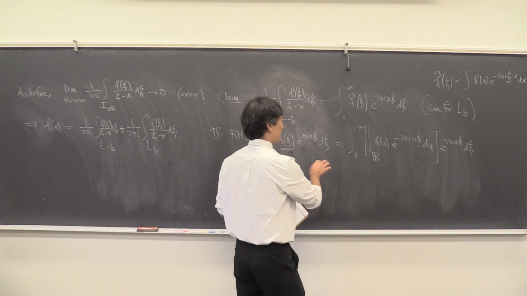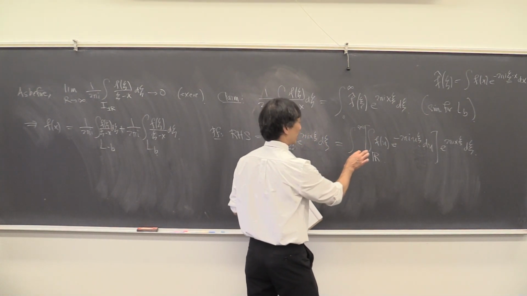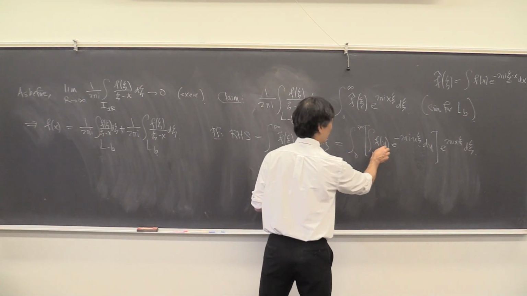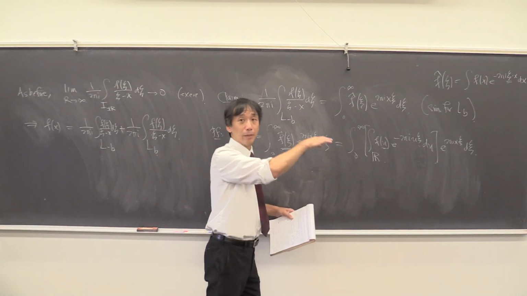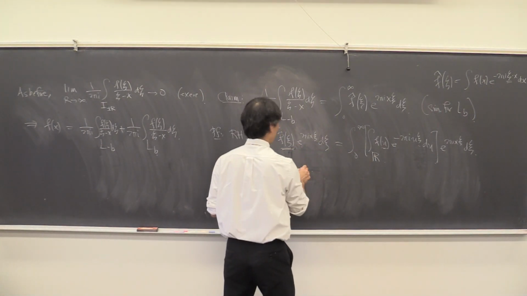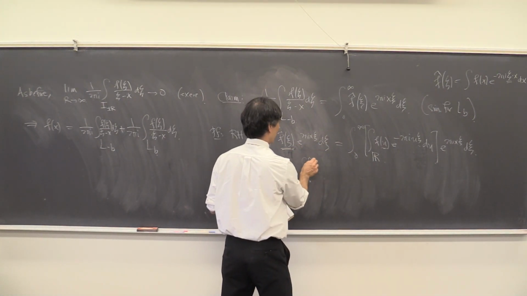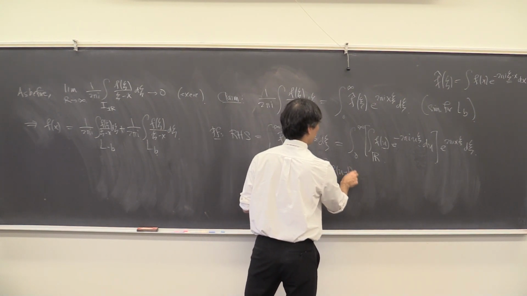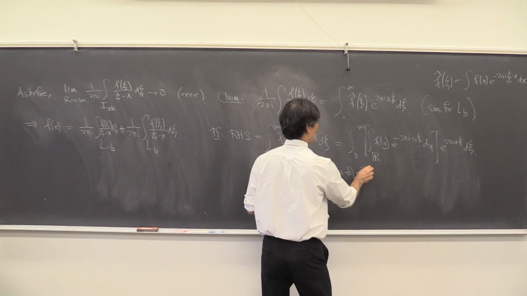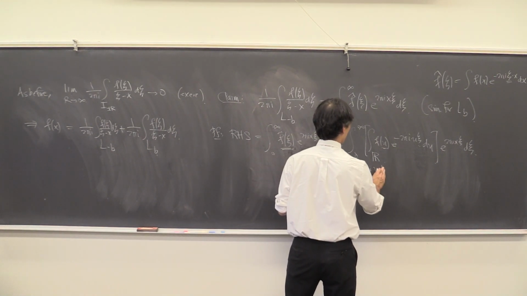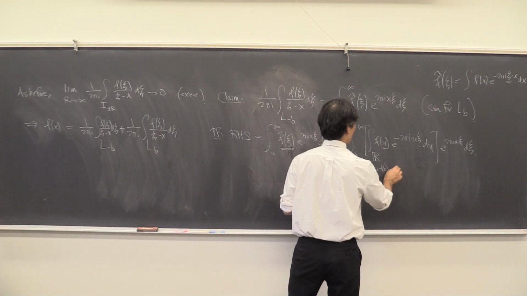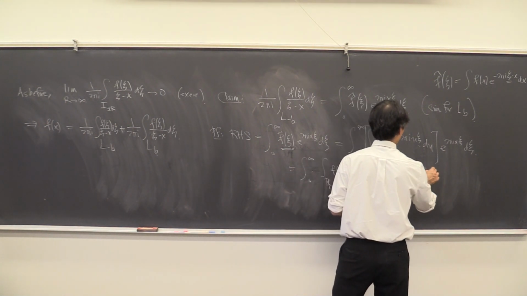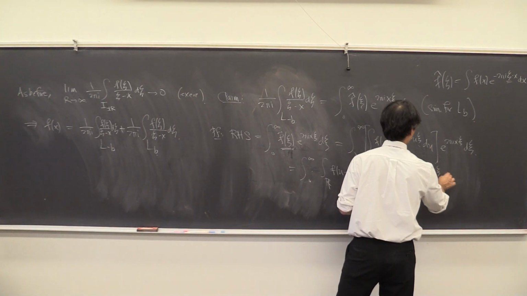So we play the same game as before, and we do another shift. We shift this integral down by b again, and we get f(u - ib) e^(-2πi(u - ib)ξ) dξ du e^(2πixξ) dξ.